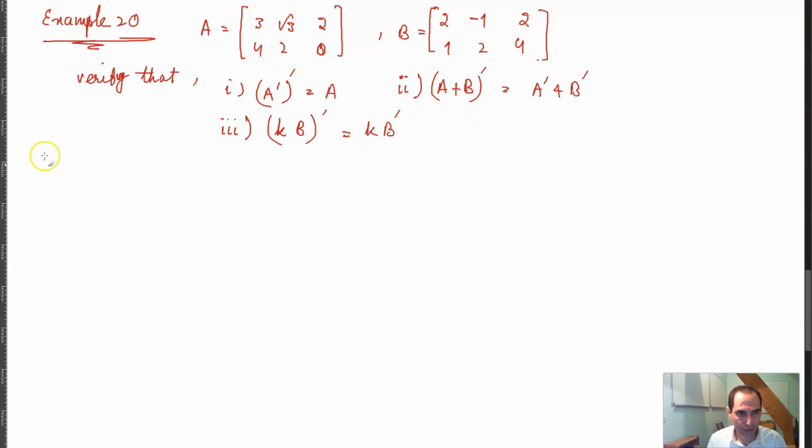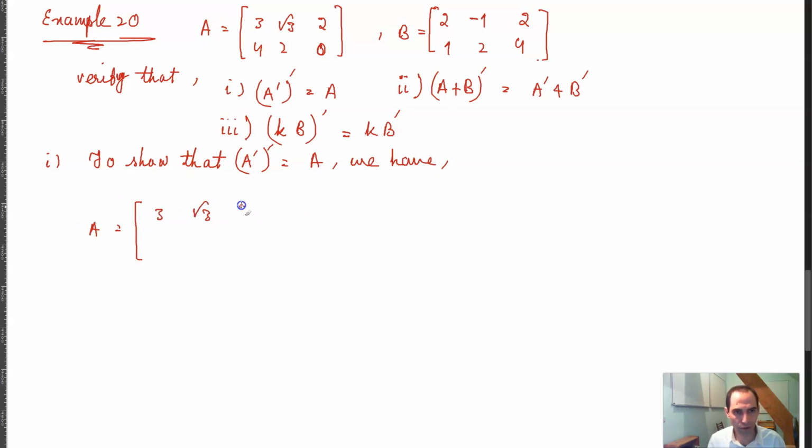Now for number one, we have to show that A transpose whole transpose is equal to A. So we take A, which is this matrix 3, square root of 3, 2, 4, 2, and 0. Take the transpose of that. So A transpose is equal to basically taking, for example, this row and making a column out of it. For example, 3, square root of 3, and 2, 4, 2, 0.